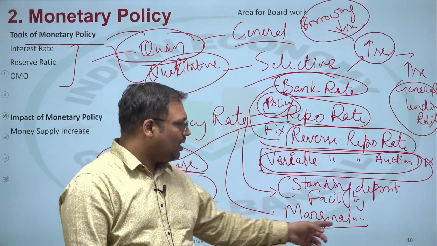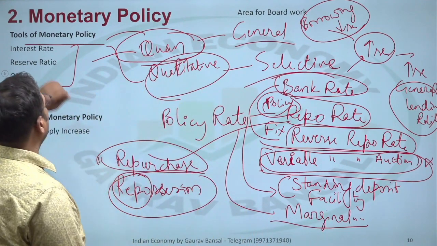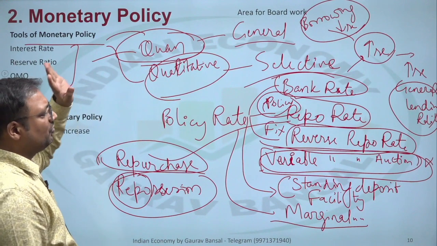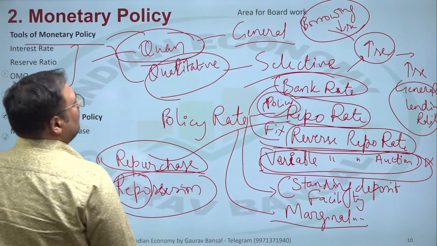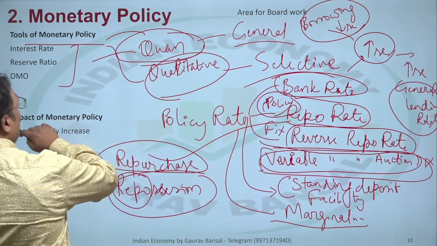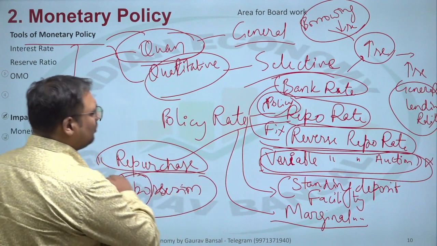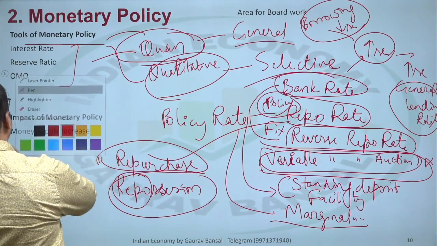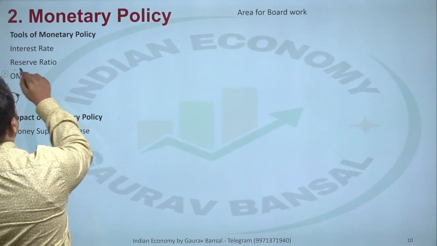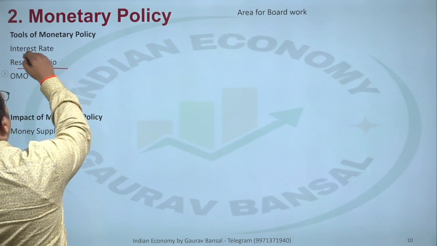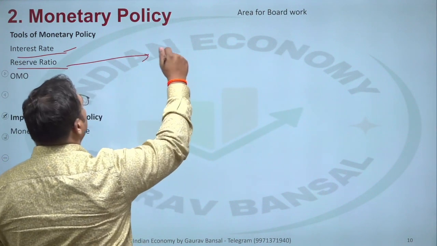Next, this is the marginal standing facility. So these are the different policy rates, or the interest rates, that RBI has. I hope I've covered it. I will again talk about variable rate auctions in the current affairs, and also the standing deposit facilities. Now I'm removing this and we'll move ahead. So with policy rates being covered, now let us move ahead with the reserve ratio.